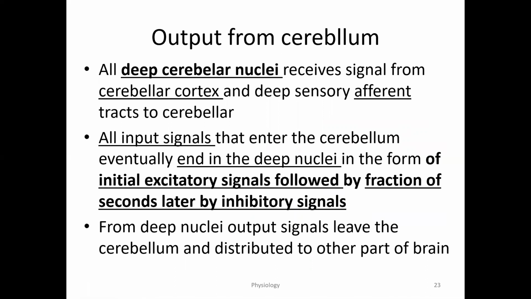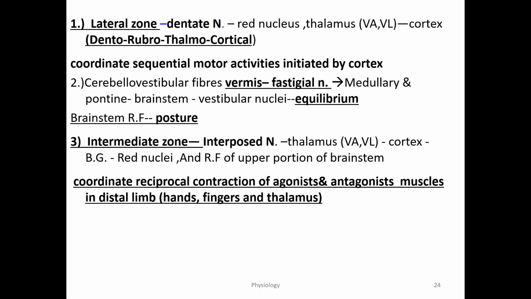The only output is via the Purkinje cell. These Purkinje cells are inhibitory toward the deep cerebellar nuclei. And what is the specificity of this output? About the deep cerebellar nuclei, they are excited by the climbing fiber and mossy fiber, and this excitation signal is followed within a fraction of a second by inhibition via the Purkinje cells. So excitation followed by inhibition. This is the most important thing about the output of the cerebellum.